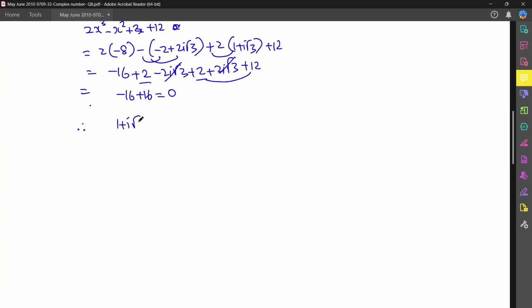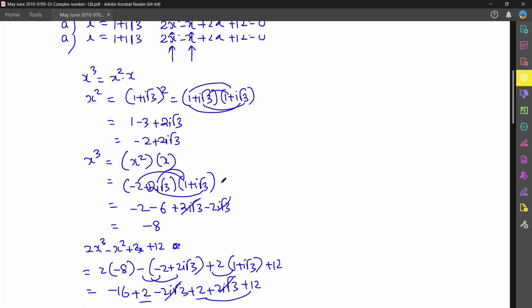So, if 1 plus i root 3 is one root of this equation, then its conjugate is also the other root. So it's asking us to state the other complex root. The other complex root will be the conjugate of x, which is x star, which is 1 minus i root 3. So this is how you solve the first part of the question.